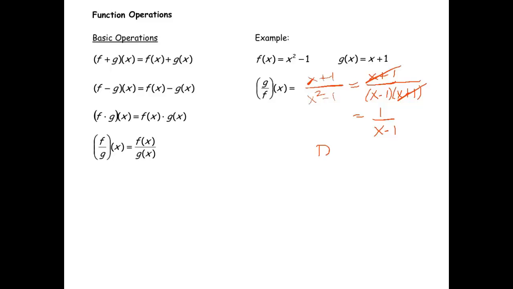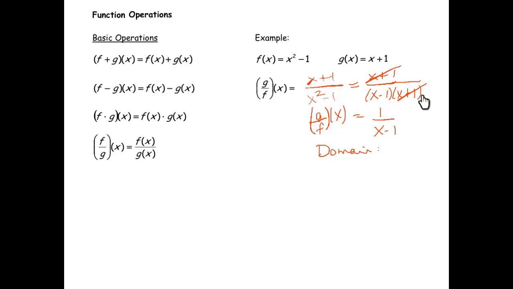Now, something you need to make sure you do is to write down the domain if it's restricted. Here's what I mean. When you look at the resulting function, this g divided by f of x function, you should be able to tell that 1 is not a part of its domain. But what's not obvious is that negative 1 is also not a part of its domain, because from up here, notice that we crossed out x plus 1. Look at its factored form before it was simplified.